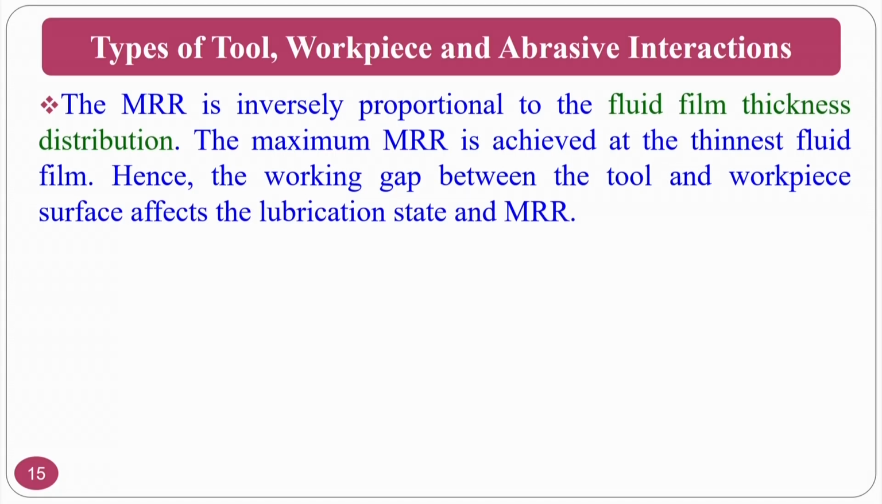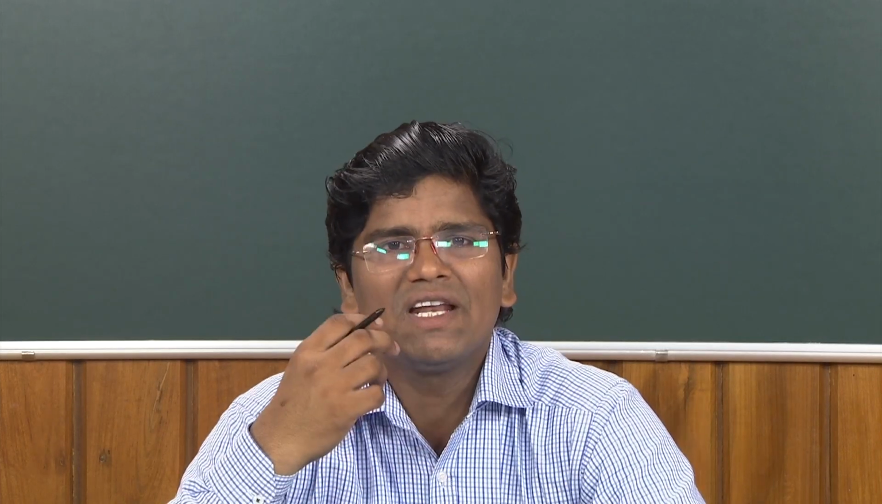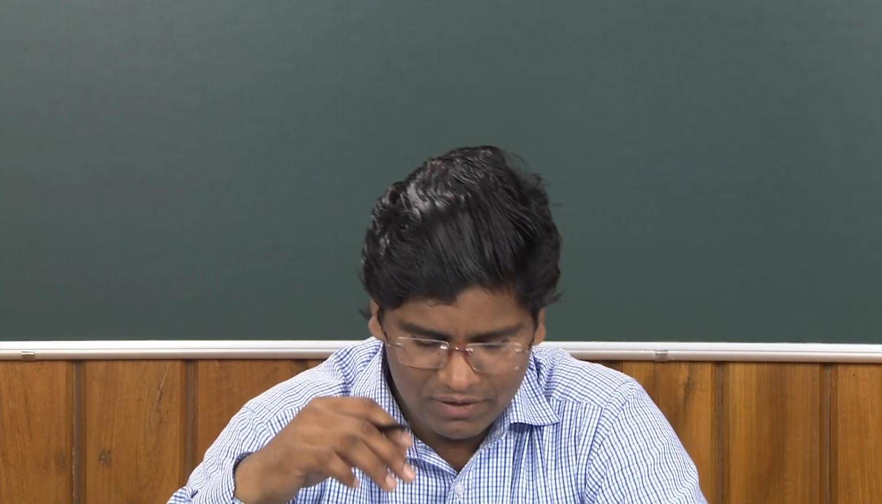The types of tool, workpiece and abrasive interactions: the MRR is inversely proportional to the fluid film thickness. That means if you want MRR to be more, you have to use a very small fluid film thickness. If you have the same number of abrasive particles and the fluid film thickness is low in one case and high in another, then the number of abrasive particles coming in contact with the workpiece will be high with less fluid film thickness. That is why it is always inversely proportional. That means MRR will be very high if the fluid film thickness is low.